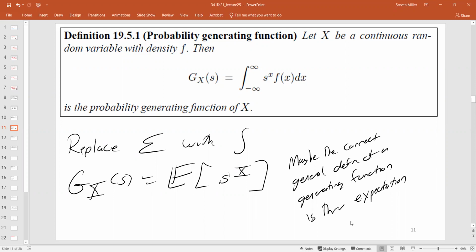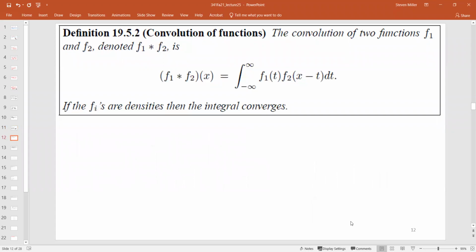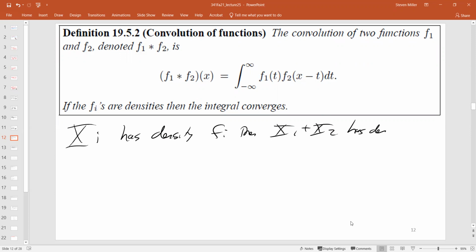And then not surprisingly, you can prove similar results will be true here. What do you think the generating function of a sum would be if they're independent? The product. And so we're just putting everything down explicitly. If we have two densities, f1 and f2, we've talked about this before, the convolution is just the density of the sum. So, again, if xi has density fi, then x1 plus x2 has density f1 star f2, at least if independent.